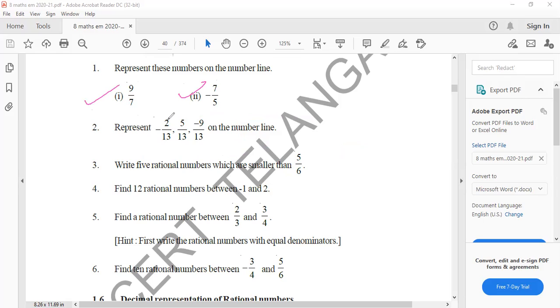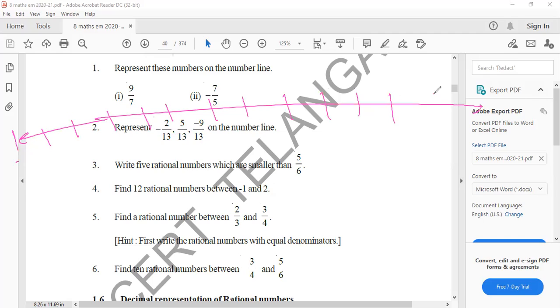Similarly, you can take the next question also: minus 2 by 13, 5 by 13, minus 9 by 13. It is a simple, direct question. These three numbers have to be written on the number line. It's very simple. First of all, take 13 equal parts, since all denominators are the same. You take one number line and make it 13 equal parts: 1, 2, 3, 4, 5, 6, 7, 8, 9, 10, 11, 12, 13 equal parts.